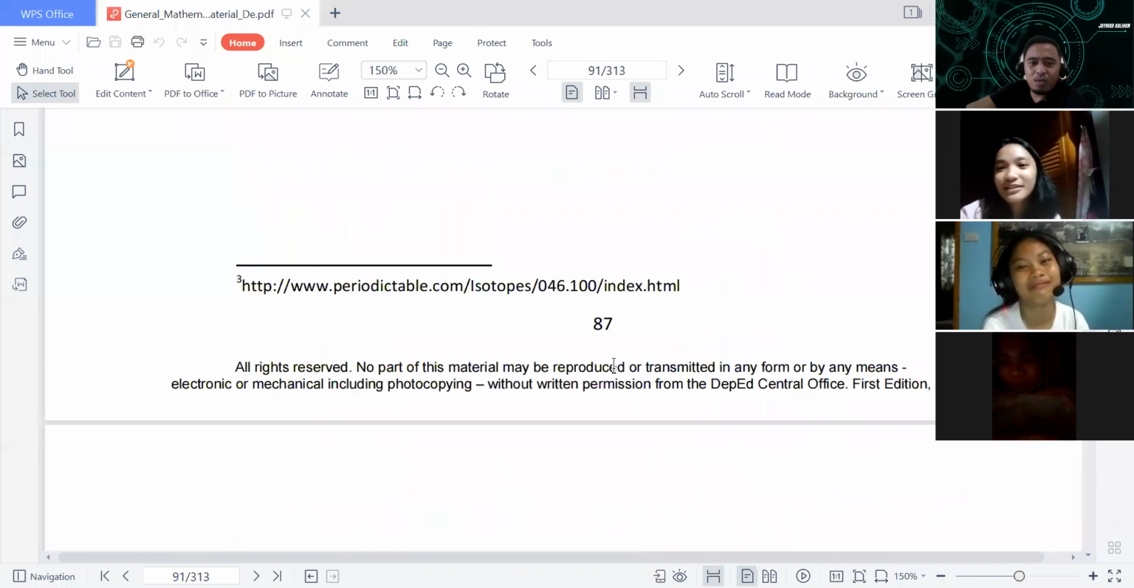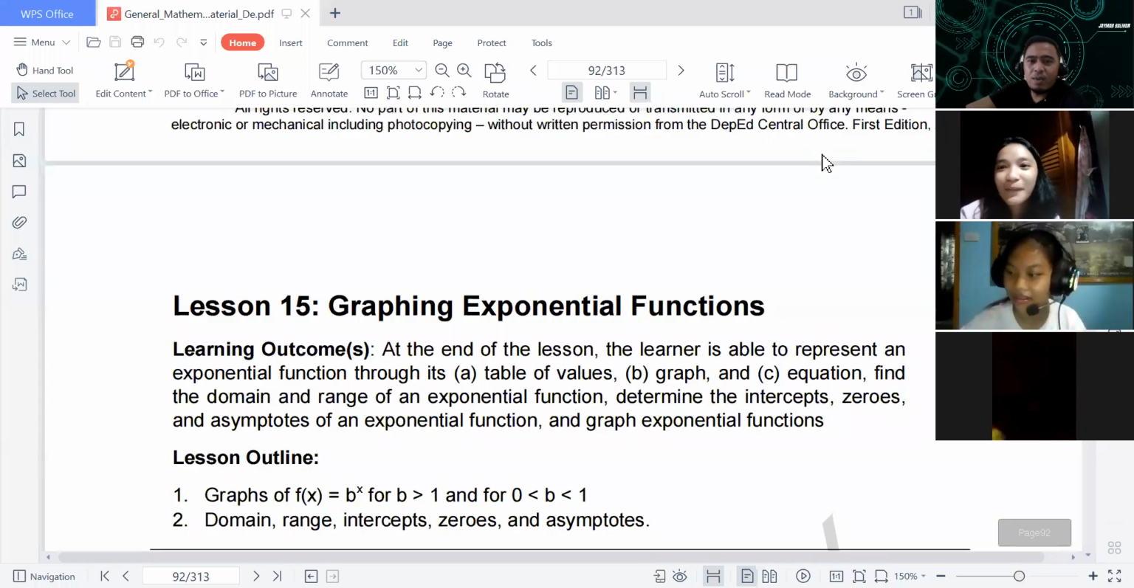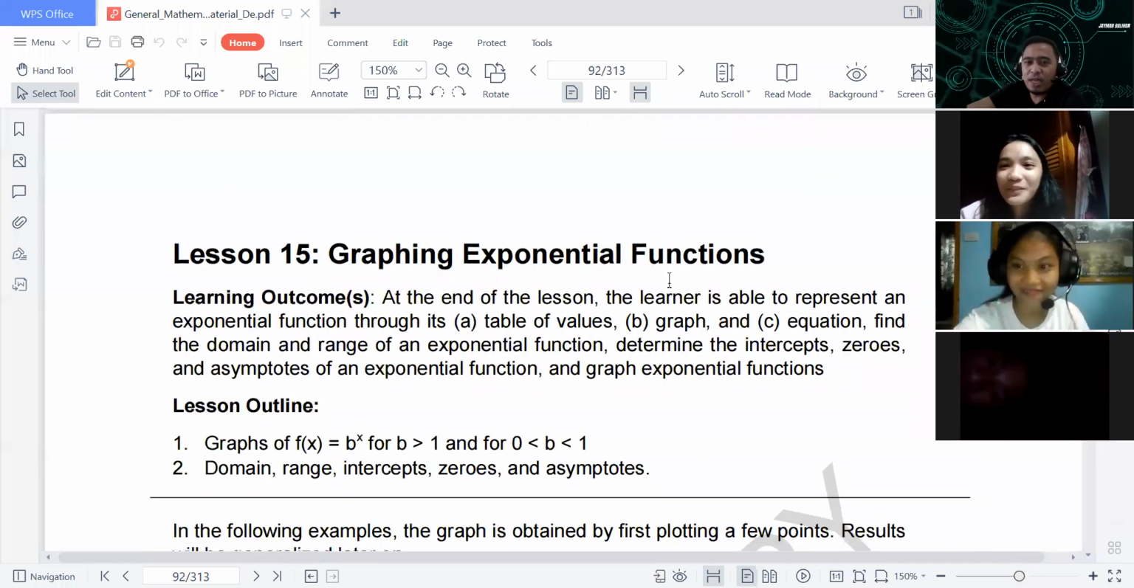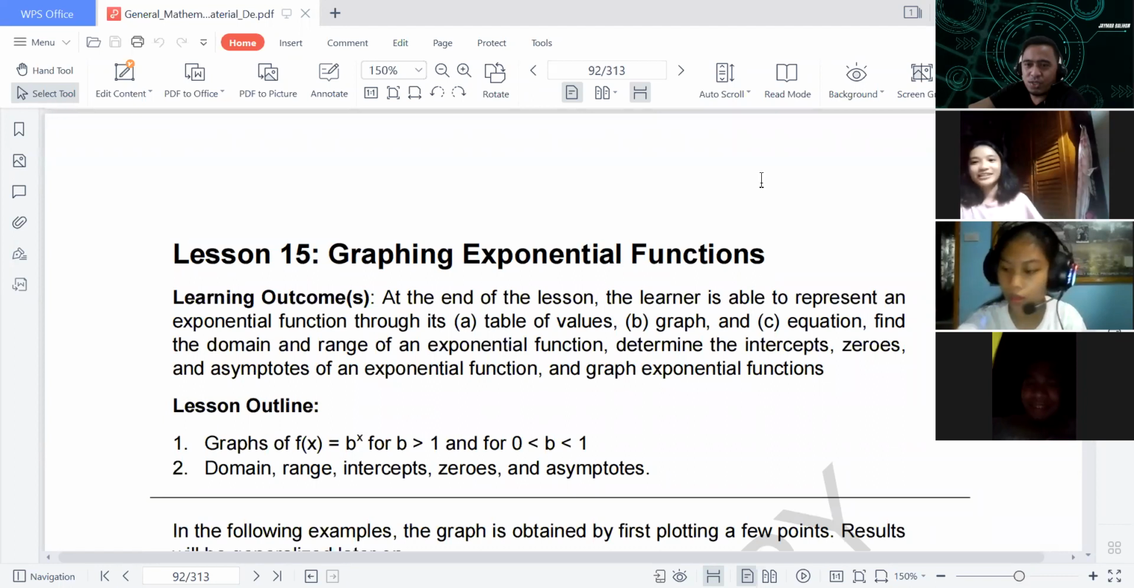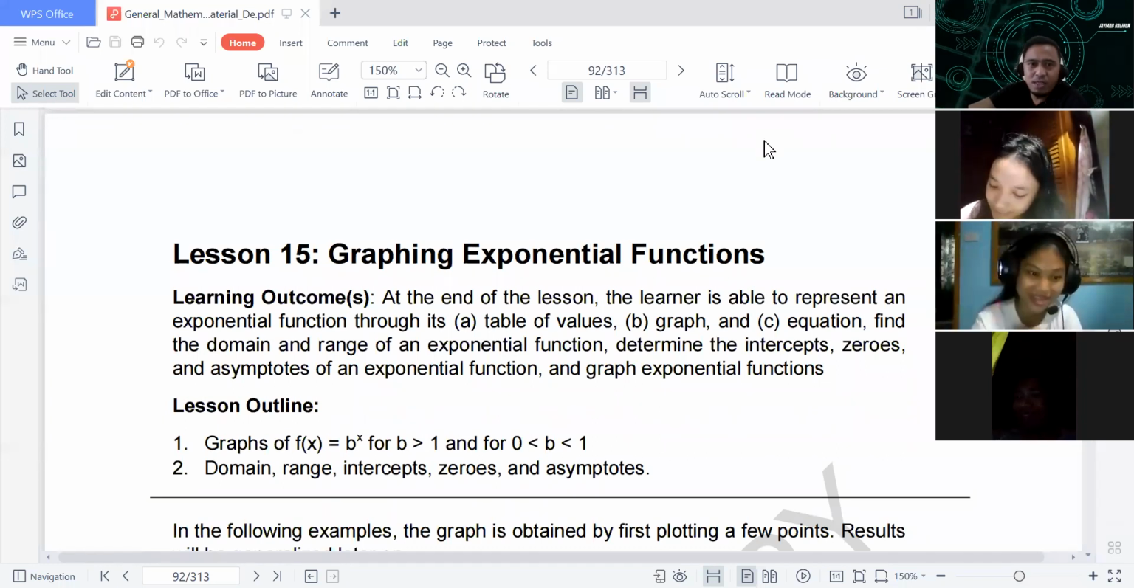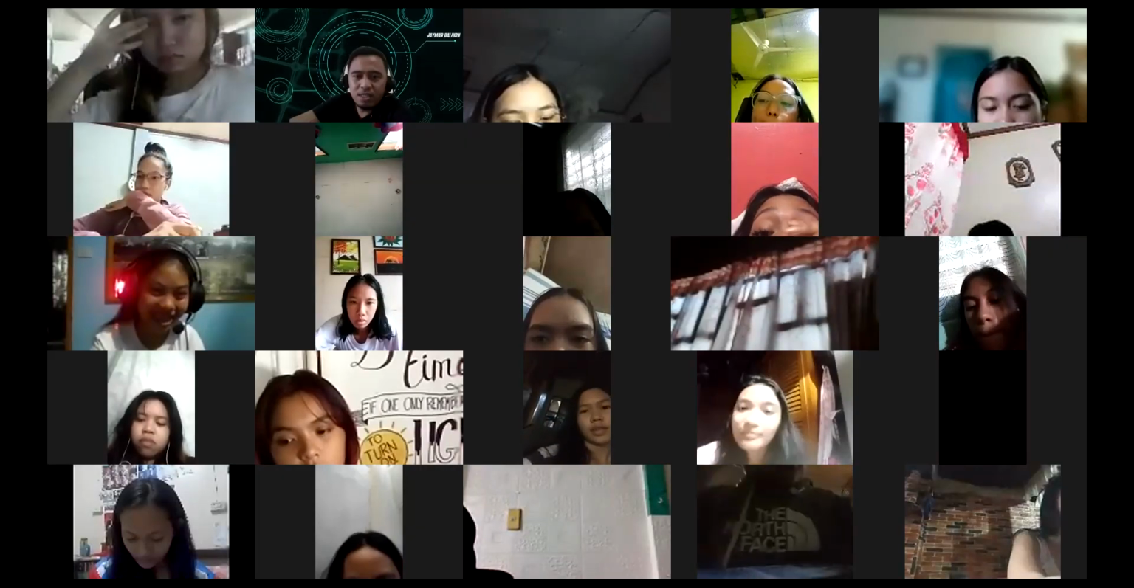Next meeting that we will meet, we will discuss the graph of exponential functions. Okay? Any questions so far? None, sir.